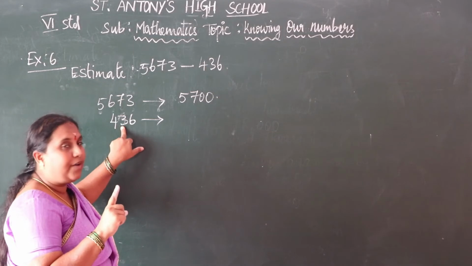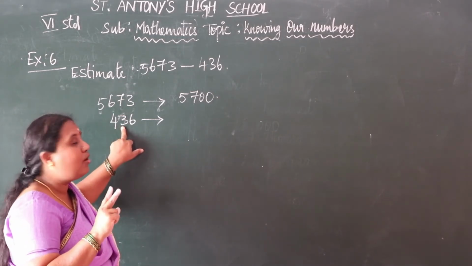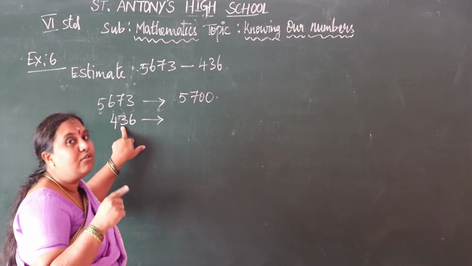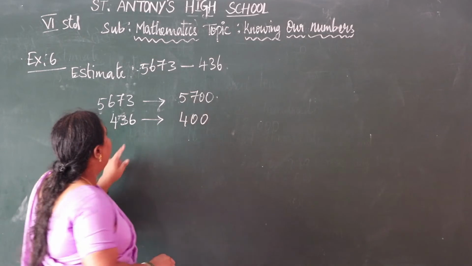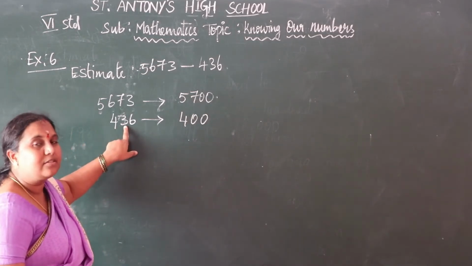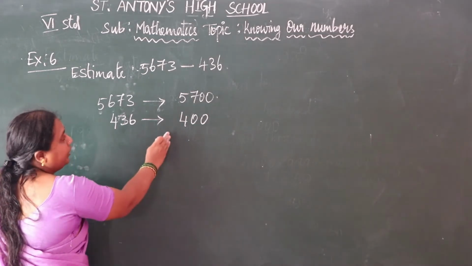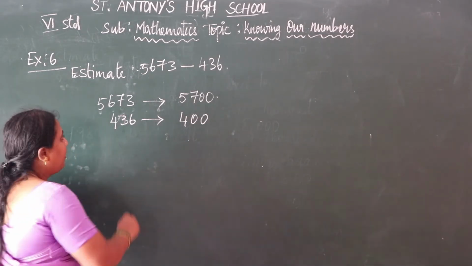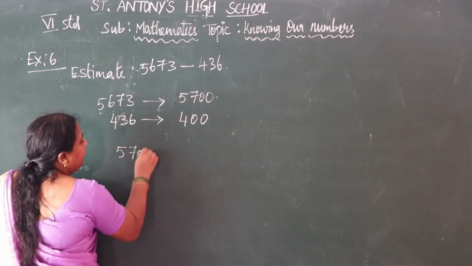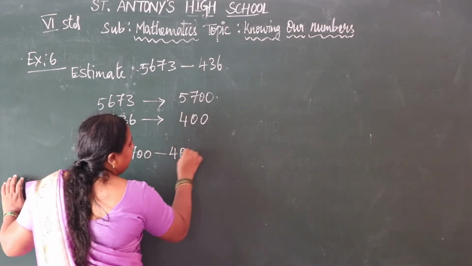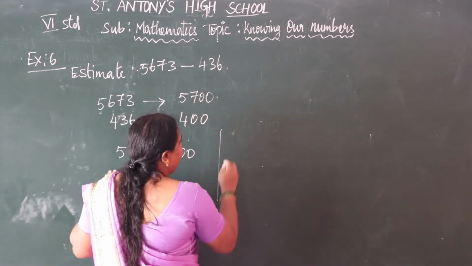If it is in rule 1, it is rounded off to 0. There are no conditions. We round it off to 0, that is 400. Now we are doing the difference. We want to find out the difference here: 5700 minus 400. As in subtraction, we are doing the difference.